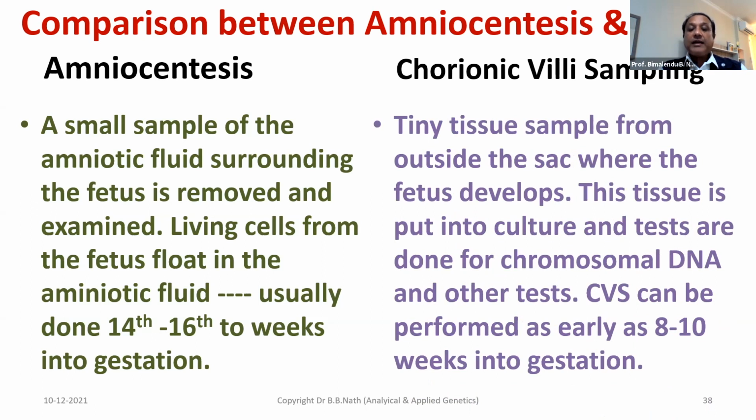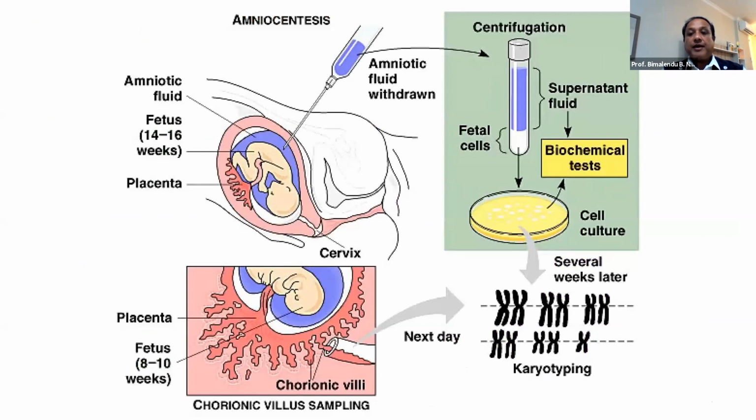Now, if you look at the period of sampling, for amniocentesis it is 14 to 16 weeks. Chorionic villi sampling you can do much earlier. So many people prefer chorionic villi sampling, because you can know much before the pregnancy proceeds further. If a genetic disorder is predicted, then one can go for the medical termination of pregnancy. So you can do karyotyping, biochemical tests, and so on.